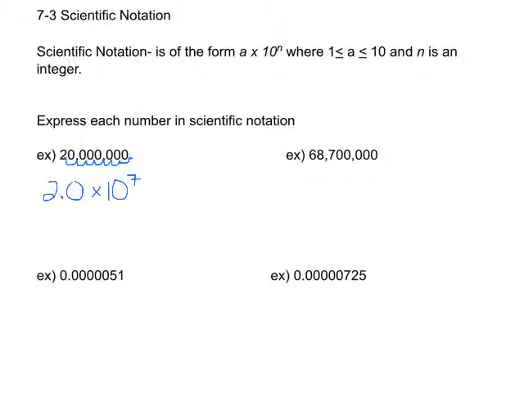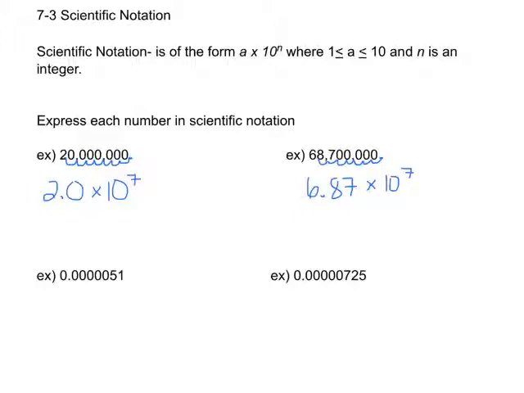So if we look at this next example, I have 68,700,000. So I have my decimal point, and I'm going to count how many places I'm going to move it over. 1, 2, 3, 4, 5, 6, 7. So I have 6.87 times 10 to the 7th power. It's very important to always keep your digits that are actually numbers that aren't zeros. So you really want to show those because those are important to the number still.